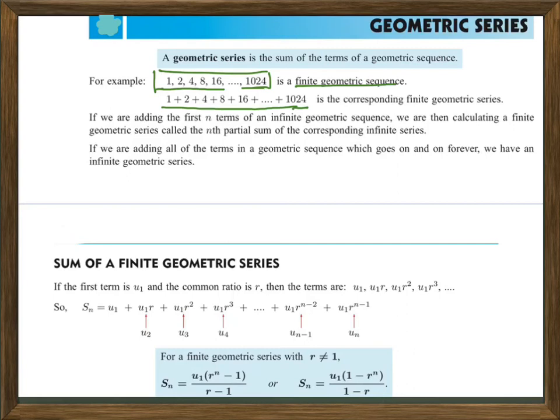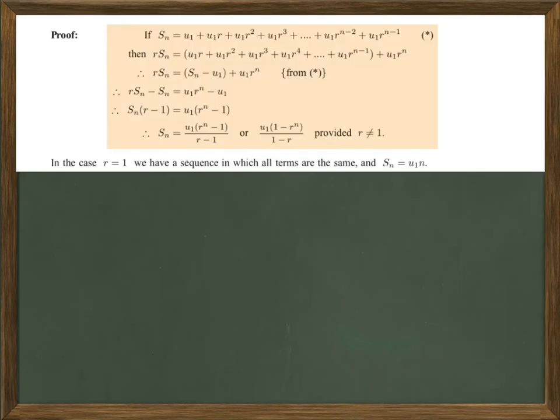Sometimes we can sum it directly if the number of terms in the sequence is small, but if there are more terms, then it will be very difficult. So for this we just need to use the formula. The formula for the sum of the nth term is u1 into (r to the power n minus 1) by (r minus 1). Now we will see how to prove this one.